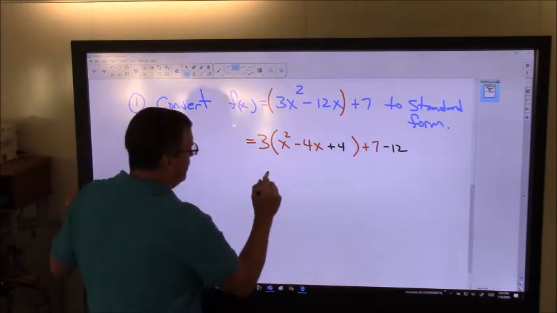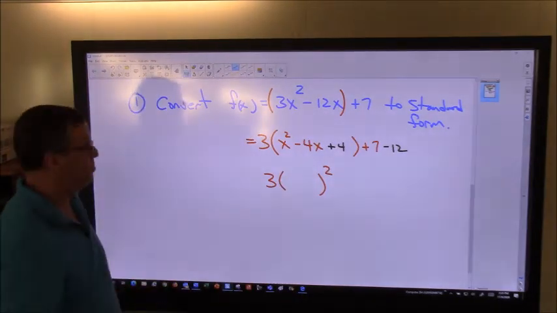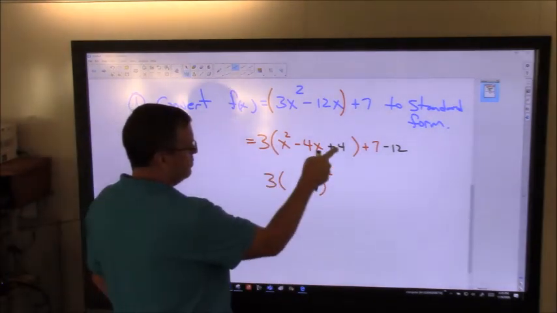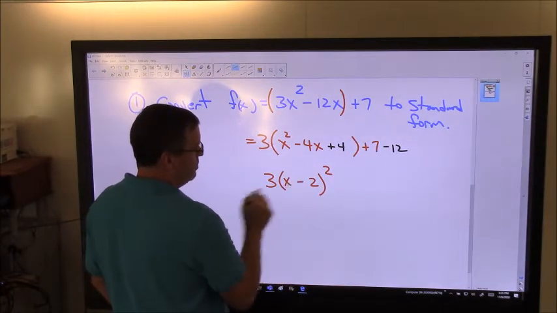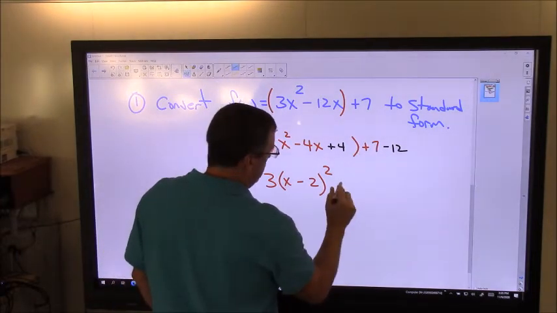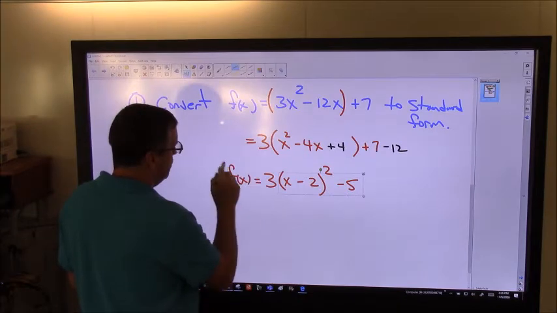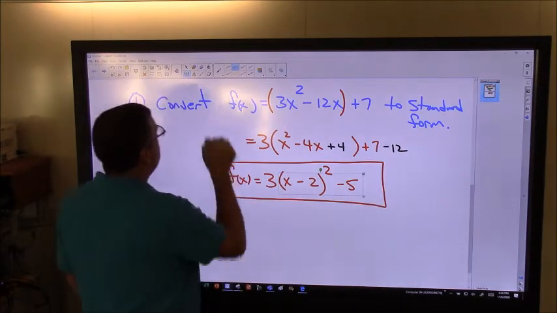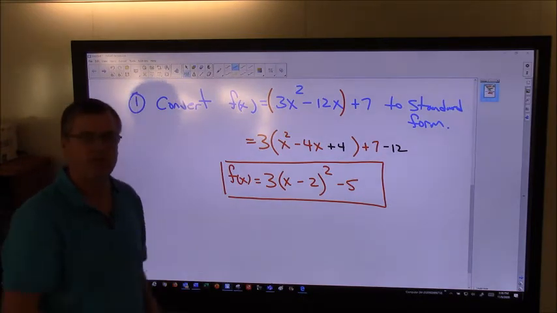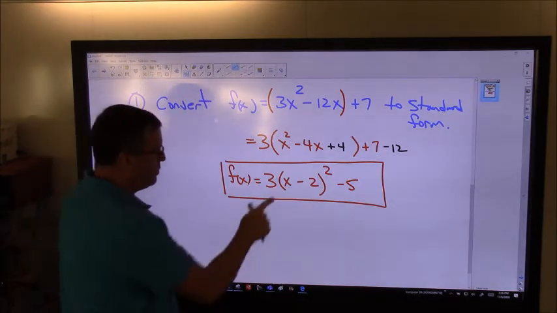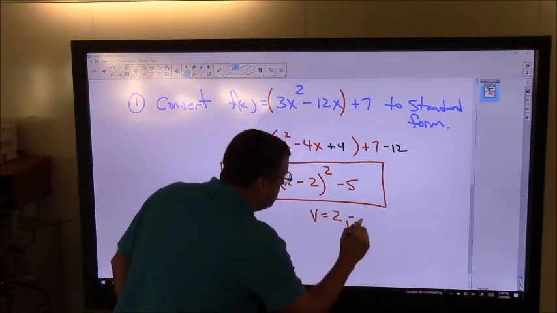And so now what I get is 3 times, remember I told you I'm going to quit writing 2 sets of parentheses, x times x, 2 times 2. And I need the sign in the middle here to match this one. 7 minus 12, that's a negative 5. So there's my expression in standard form or vertex form. Okay, so we'll get some questions that ask us to do that. So that means that the vertex is at 2 comma negative 5.